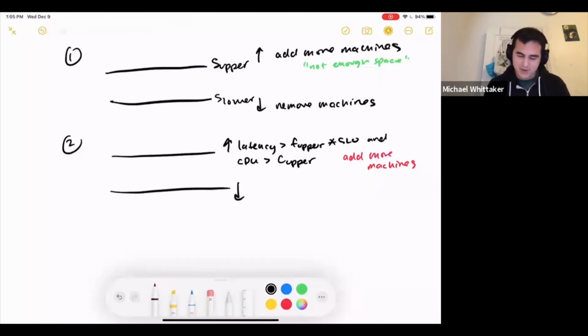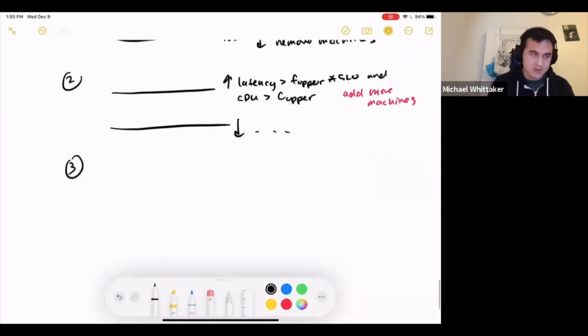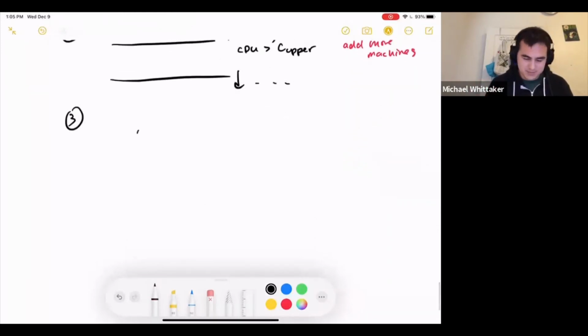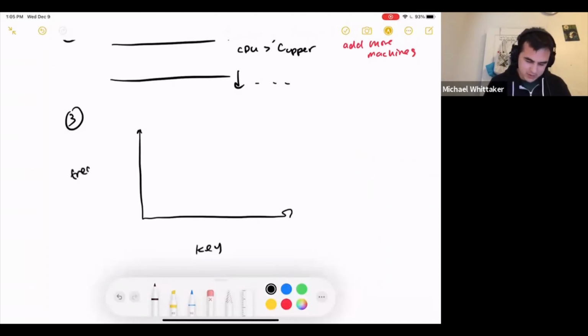And the opposite, I'm not going to write it. It's going to be flipped. Latency is less than F lower times SLO, and CPU is less than C lower. All right, so this just corresponds to not enough CPU or too much CPU. And the third situation, the third mechanism, is that every t seconds, I'm going to make this little histogram for every key, what's the access frequency?